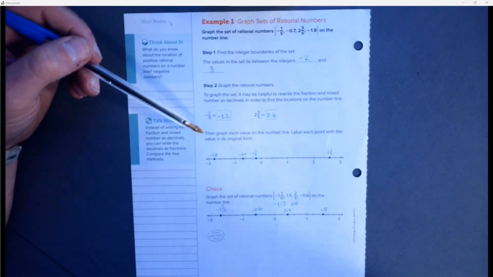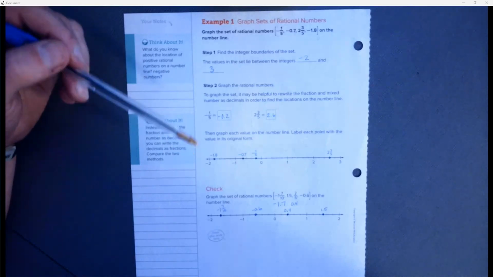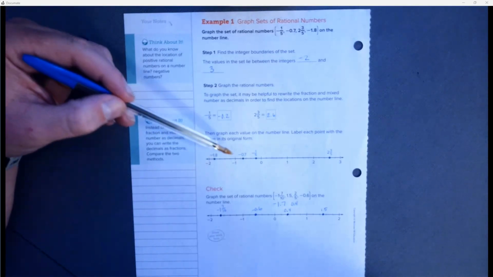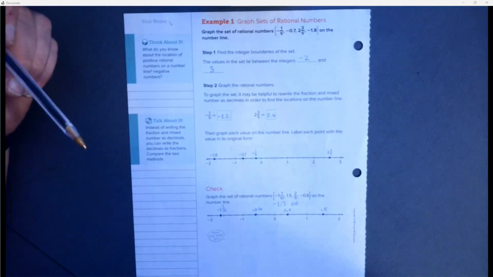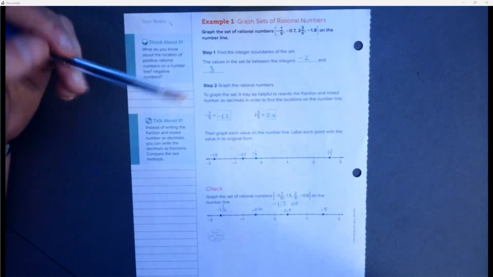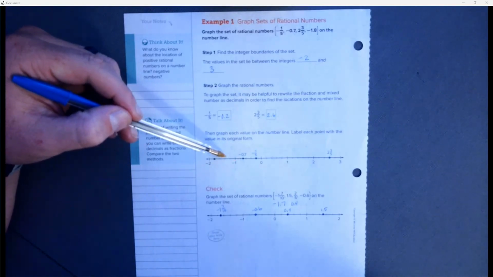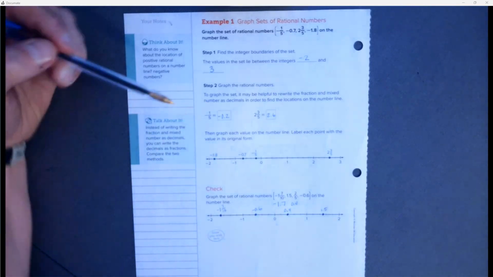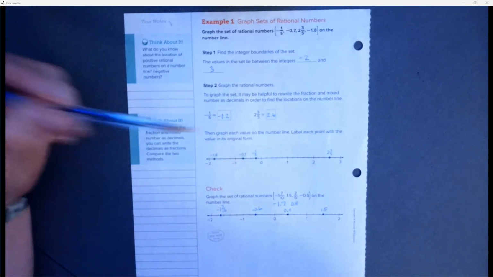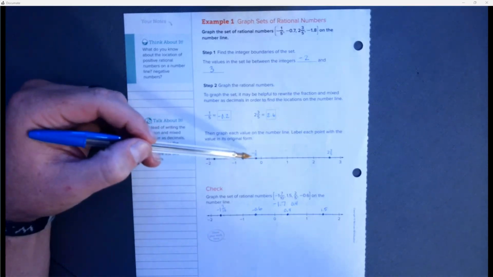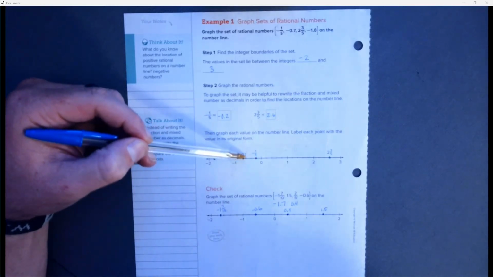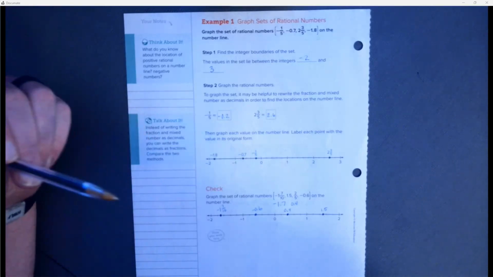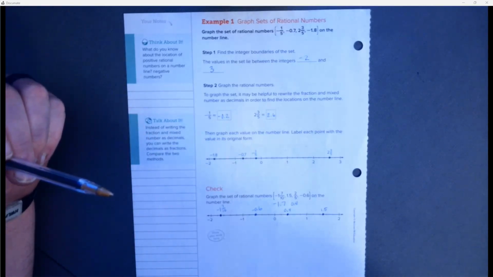All right, so we're going to graph each value on a number line. We're going to label the point with the value of its original form. So we have negative 1.8. Each tick represents 2/10, or 0.2. So we have negative 1, negative 1.2, negative 1.4, negative 1.6, negative 1.8. Now we have negative 0.7, which is negative 0.2, negative 0.4, negative 0.6, negative 0.8. So negative 0.7 is going to fall between negative 0.6 and negative 0.8.